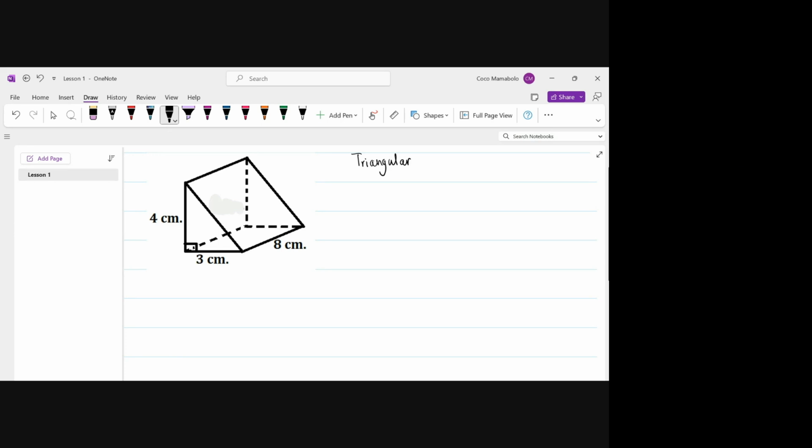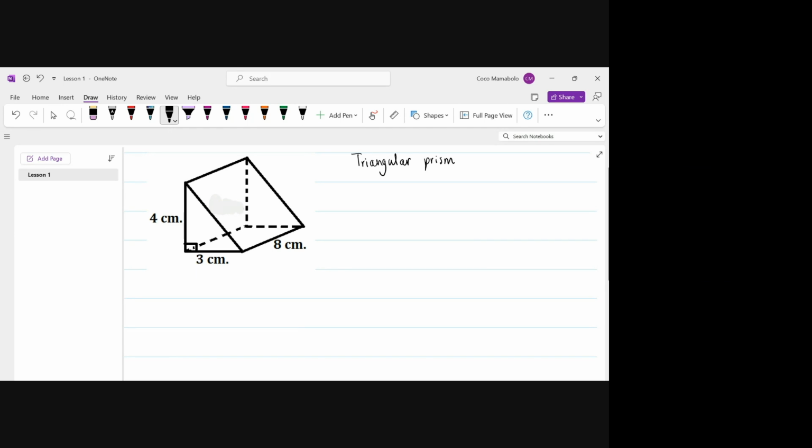And the reason why I'm emphasizing the names of these shapes so much is because sometimes in a question, they'll just say a triangular prism with sides, and then they don't actually tell you what a triangular prism looks like. And you need to figure that out for yourself. So it's quite important that we know what we're looking at.